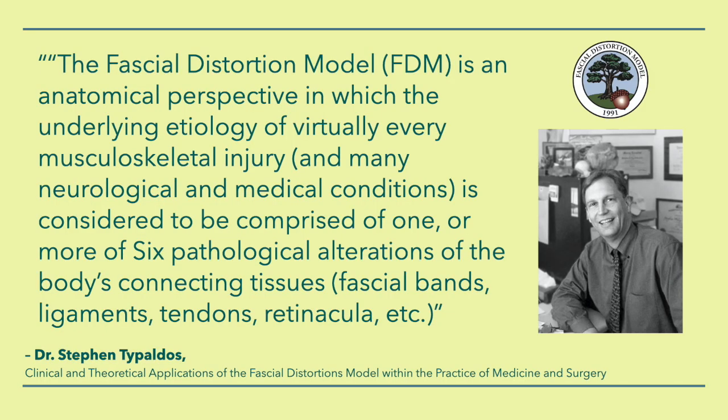He wrote in his book, the Fascial Distortion Model is an anatomical perspective in which the underlying etiology of virtually every musculoskeletal injury and many neurological and medical conditions is considered to be comprised of one or more of 6 pathological alterations of the body's connective tissues, including fascial bands, ligaments, tendons, retinacula, etc. One of those 6 fascial distortions that we're going to focus on is the cylinder distortion.